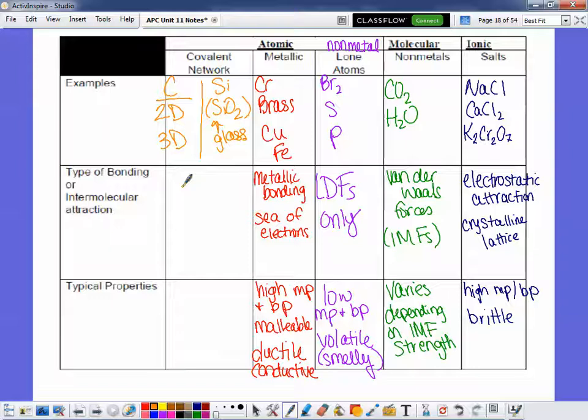Does anyone know what a two-dimensional lattice of pure carbon is called? Most of you have it really close to you. Graphite. And I have diagrams later that show you actually how graphite works. Three-dimensional, not a lot of you have this, but diamond. I'm assuming not a lot of you have one right now because they are expensive. So this is going to be a huge lattice.